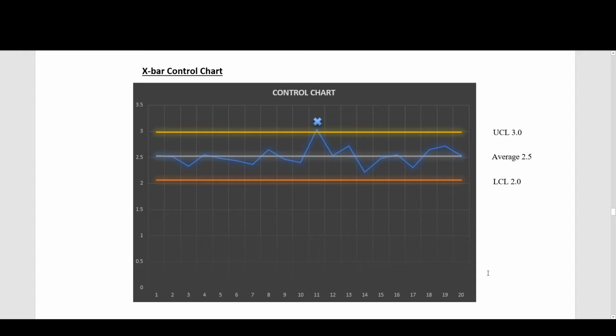So after we get all the data and the information, we can draw the X bar control chart, and as we can see, the upper control limit that we get is 3.0, the average is 2.5, and the lower control limit is 2.0. And in the control chart, we can see that there is an X mark in it, and it is because there is a plot that had been over the upper control limit. And as we know, the X mark means there are problems, and we need to check and do the inspections.